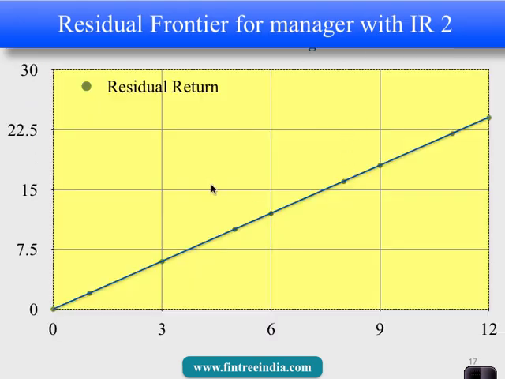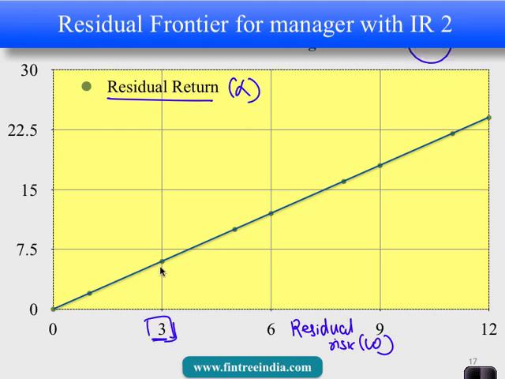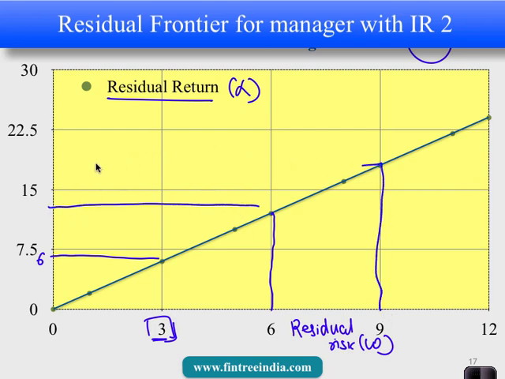So what if we decide to put this on a graph? On the x-axis we put the residual risk, which is omega. On the y-axis we put the residual return, which is alpha. If there is a risk of 3, we are looking at a residual return of 6. If there is a risk of 6, a residual return of 12. A risk of 9, residual return of 18.